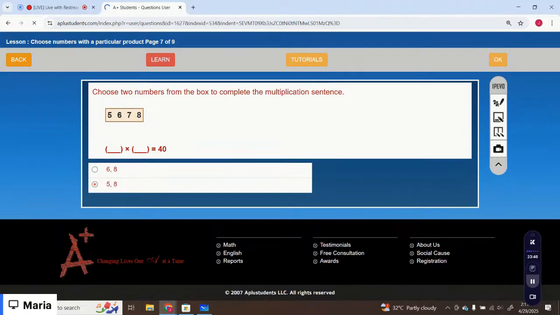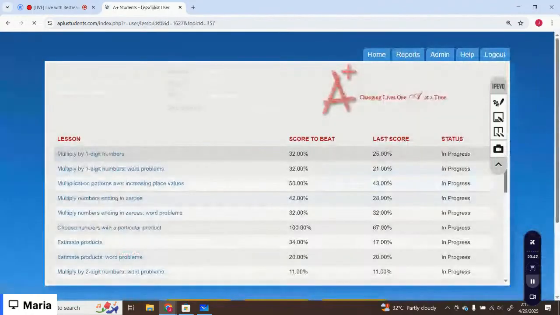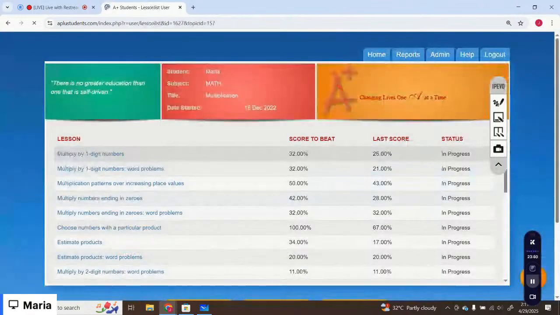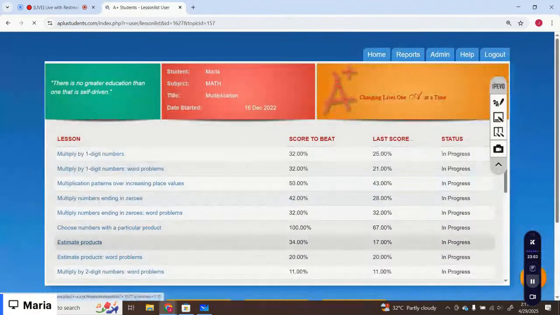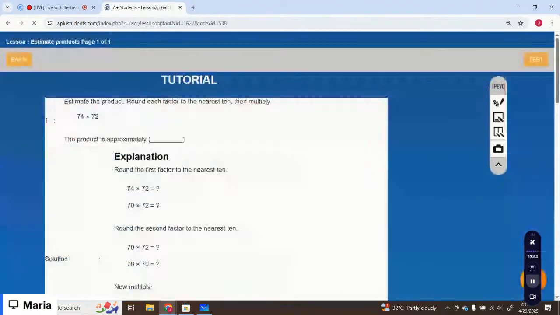I don't know why the page takes so long while loading. Okay, the next lesson is estimate products. Let's just start with the lesson.